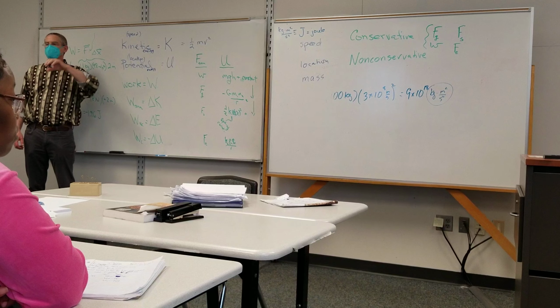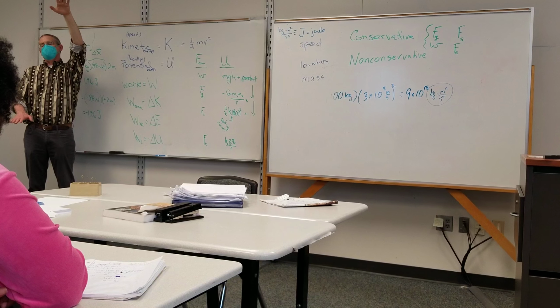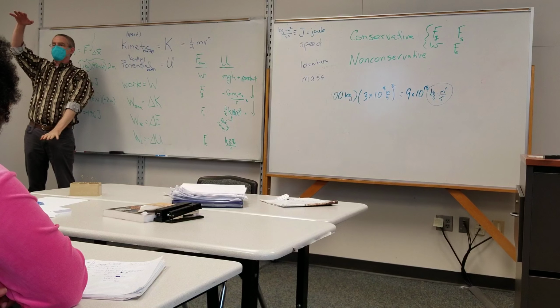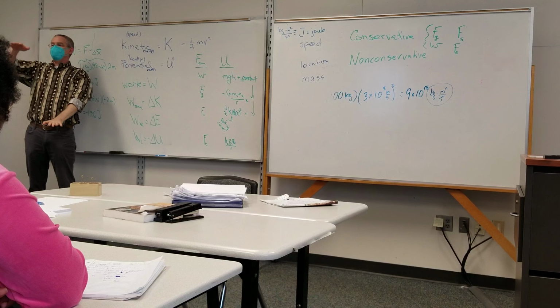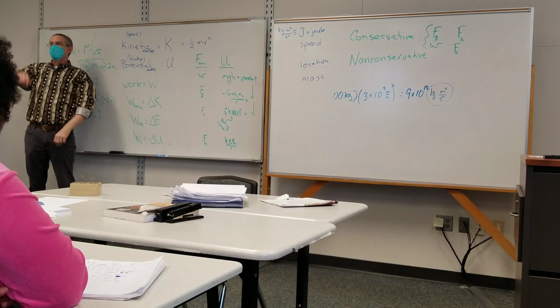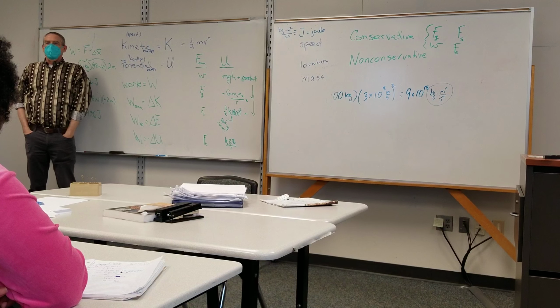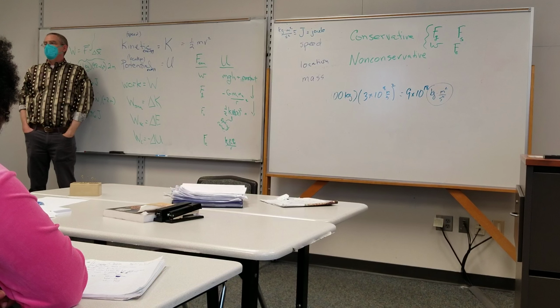So in the lab, you're going to be dealing with what's called Atwood's machine. You'll have an object falling and another object rising. The one that's falling has positive work being done to it. The one that's rising will have negative work being done to it. And that is where we will end it.